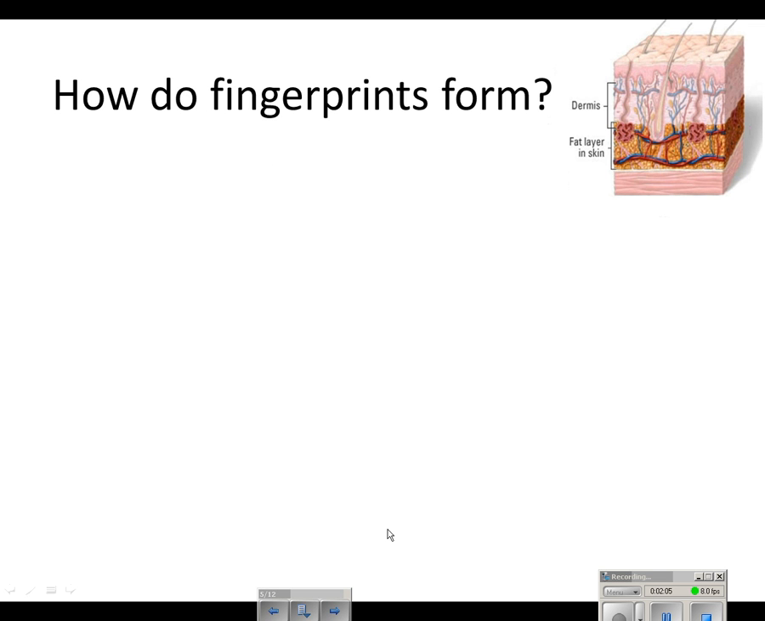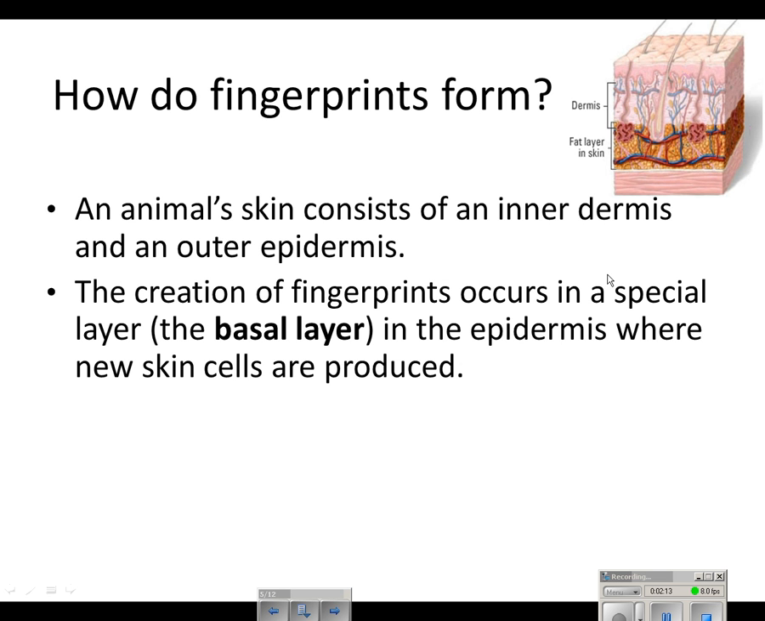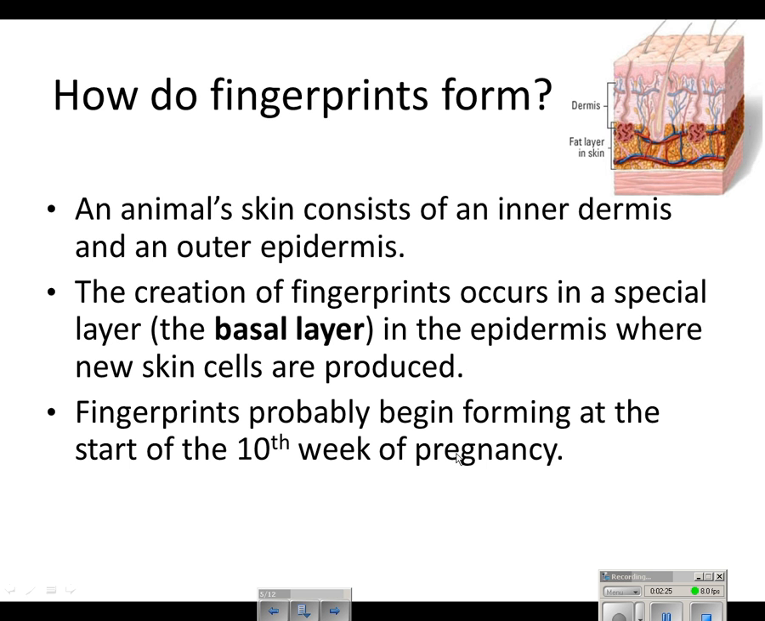So how do they form? An animal's skin consists of an inner dermis and an outer epidermis. Remember that dermis is the living layer and the epidermis is the thin outer layer. Well, the creation of fingerprints occurs in a special layer, which is called the basal layer in the epidermis. So the epidermis is the upper thin layer, and that basal layer is where new skin cells are produced, which would become part of the dermis.